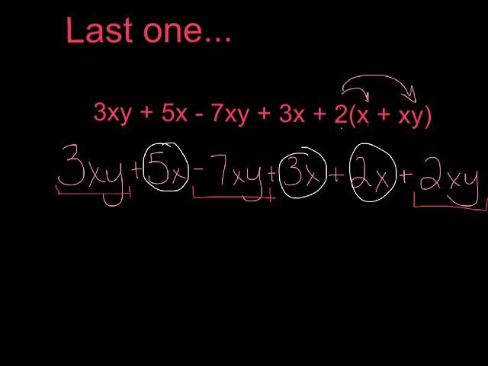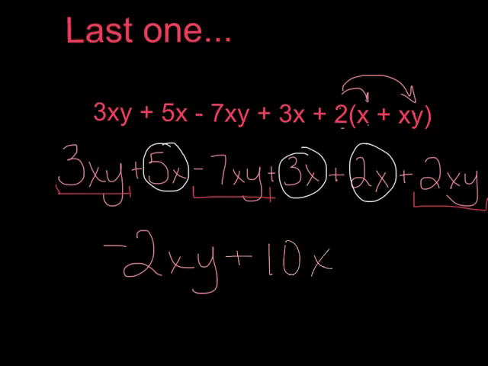When we go through and simplify, we're going to combine 3xy minus 7xy plus 2xy. 3 minus 7 is negative 4, plus 2 is negative 2. So our xy term is going to be negative 2xy. And we've got to combine our x terms, 5x plus 3x plus 2x, all positive, so that makes it easier. 5 plus 3 is 8, plus 2 is 10x.